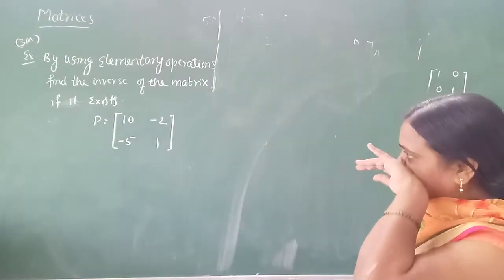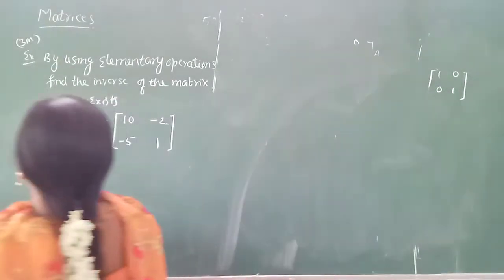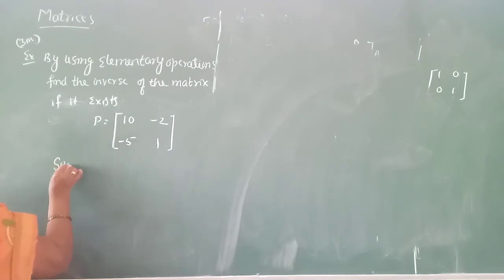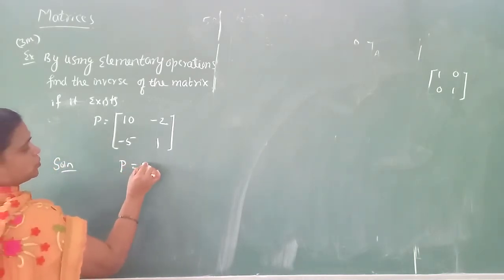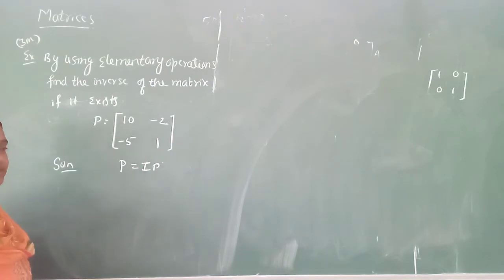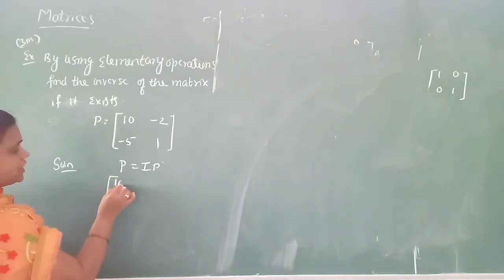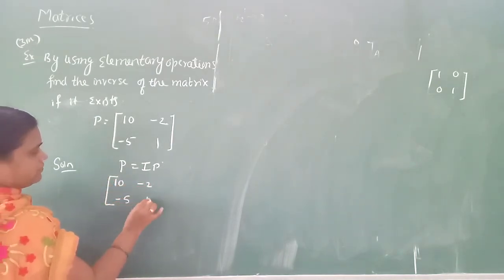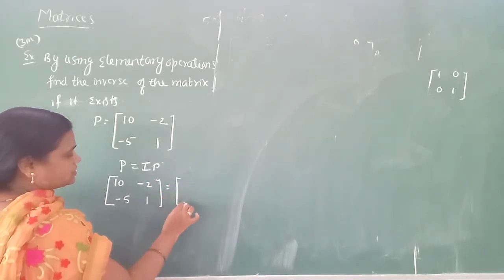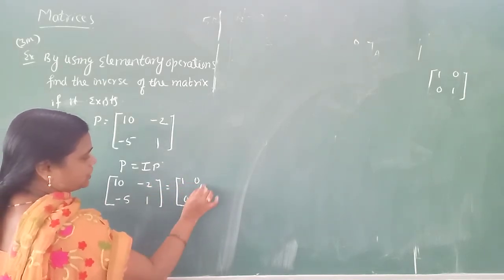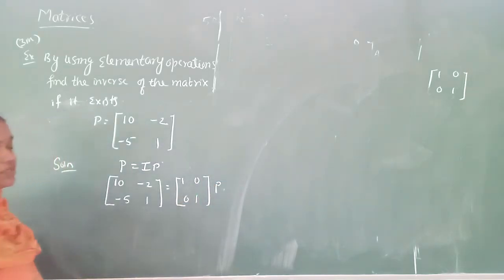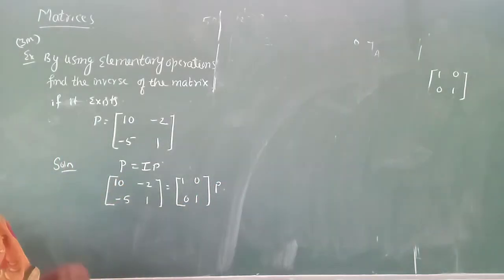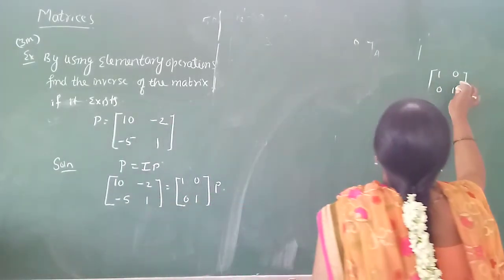Okay. See, we know that as usual solution, we can write P is equal to IP. Correct. And what is our P? 10, minus 2, minus 5, 1. What is our identity matrix? 1, 0, 0, 1 into, and we want to convert this in terms of P inverse, and this is R. Okay, for that we are converting this in terms of 1, 0, 0, 1.